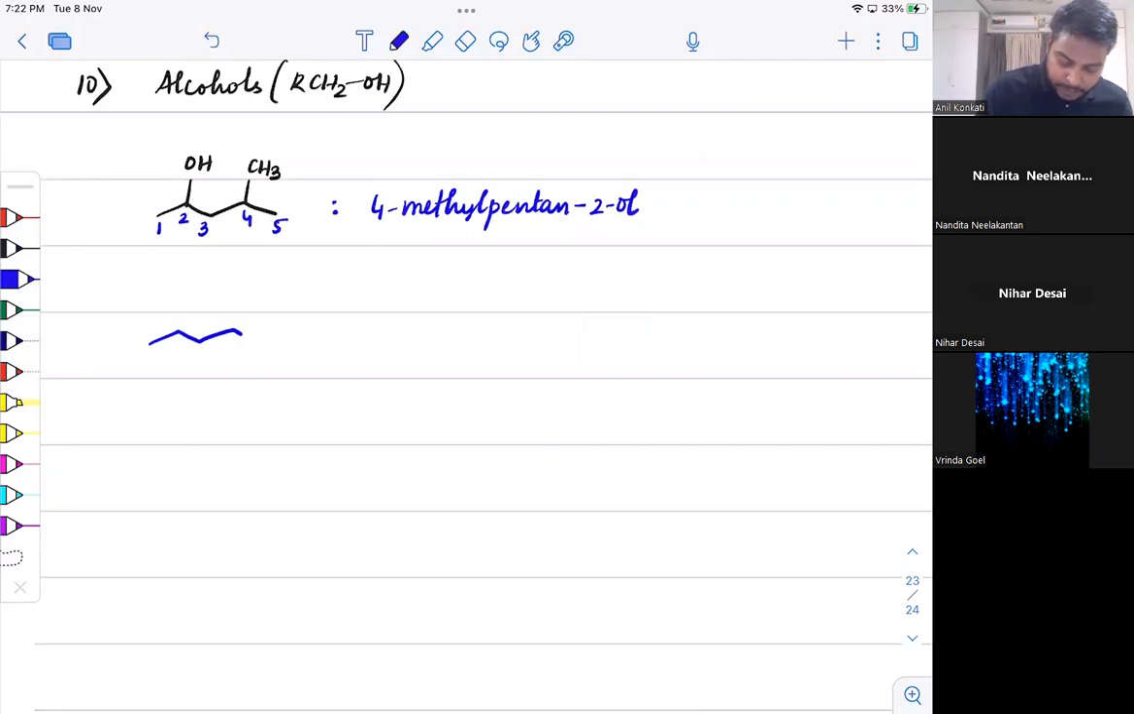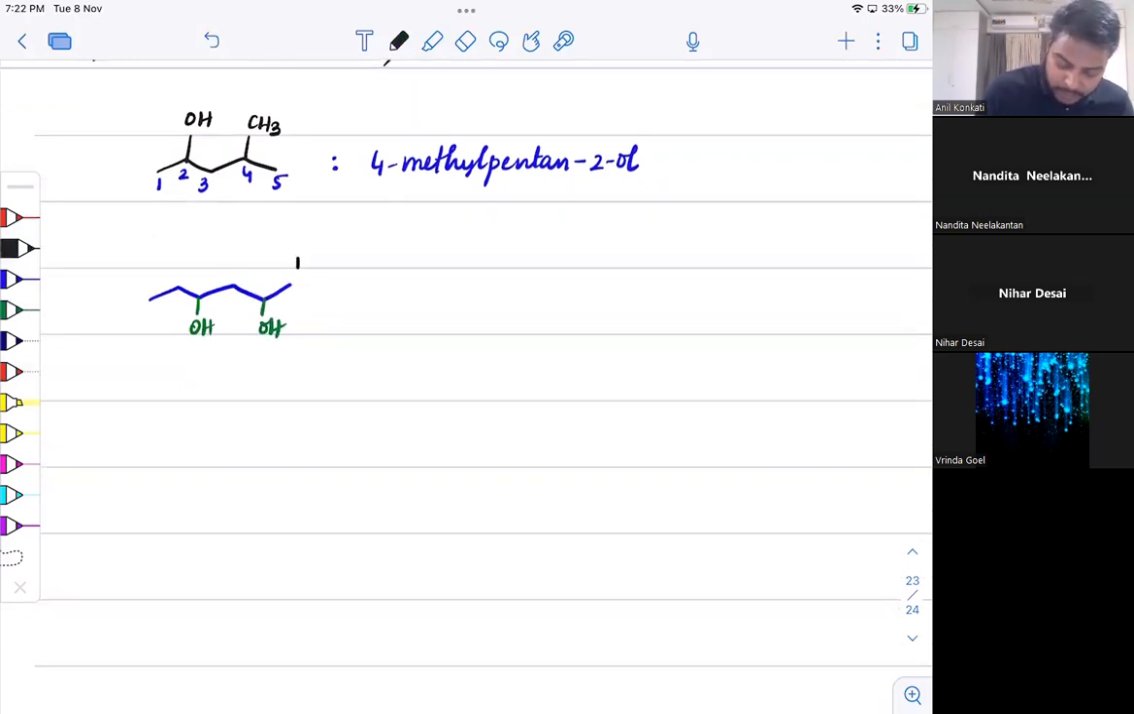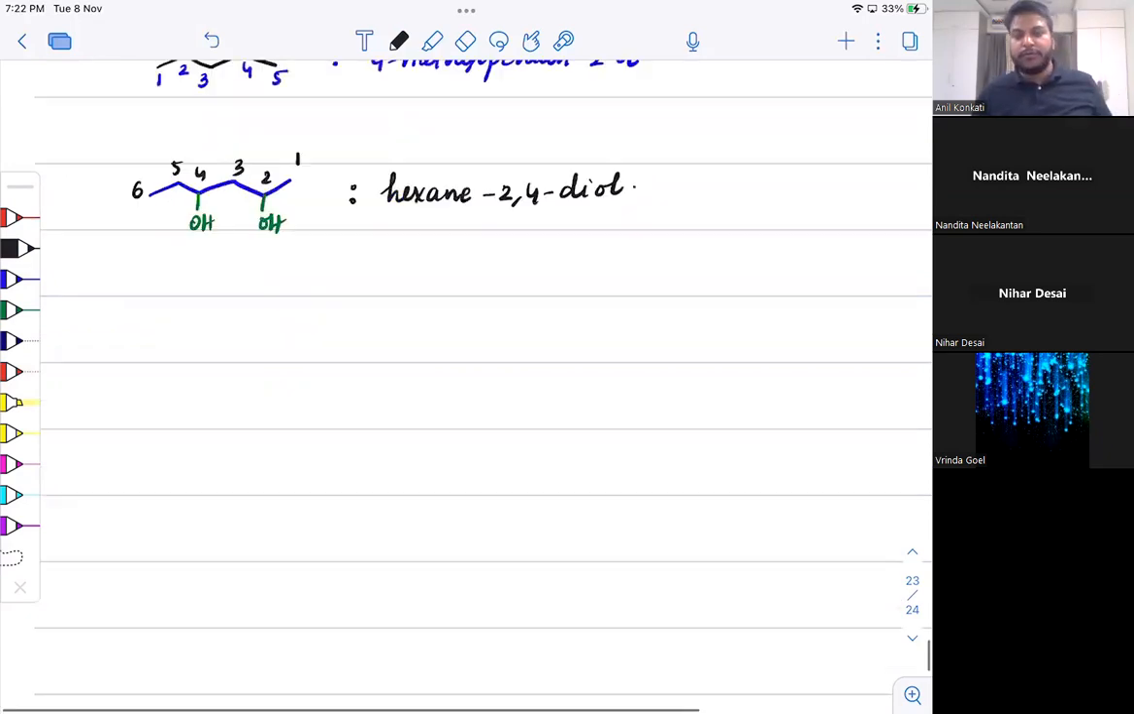Similarly, if you have multiple of them, let's say there is one OH here and there is one OH here. Numbering must start from right to left. So 1, 2, 3, 4, 5, 6. So it is hexane. So we'll write it as hexane, correct? Then 2, 4 diol. So complete name hexane and then 2, 4 diol. Okay.